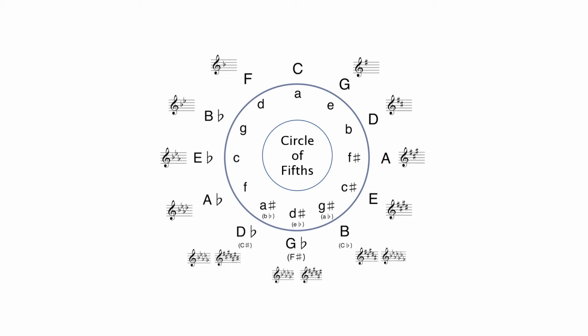Then sometimes the circle of fifths will include the minor key on the inside to show the relationship between major and minor keys. Notice that if there are 2 sharps and you assume the key is major or minor, then it is either D major or B minor.